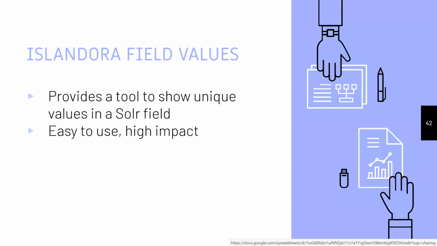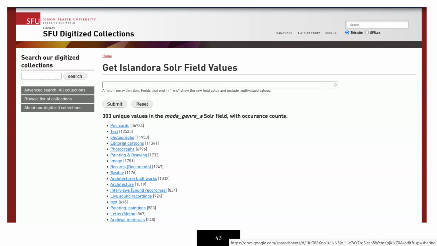So this is, I would call, an easy to use and high impact tool, because it really does expose your dirty laundry. And it's pretty sobering to see this. This is a real life example I screenshotted a couple of days ago from our digital collections. This is about 300,000 objects. It's our main general Islandora repository. And this is the MODS genre field. The underscore S at the end is a Solr specific field type indicator. Don't worry about it. But it's the MODS genre field.